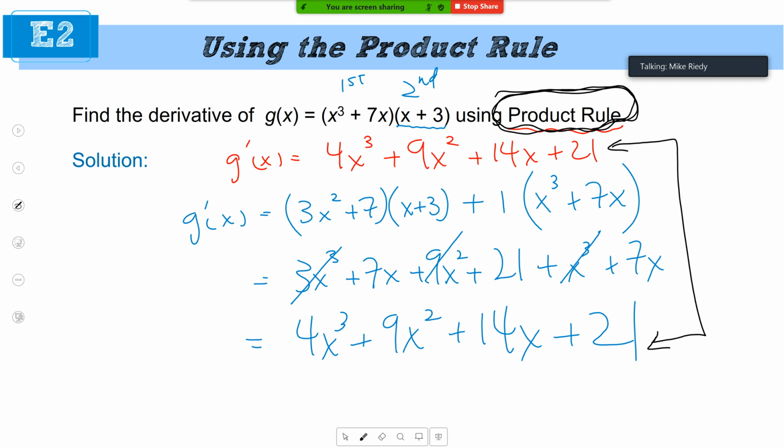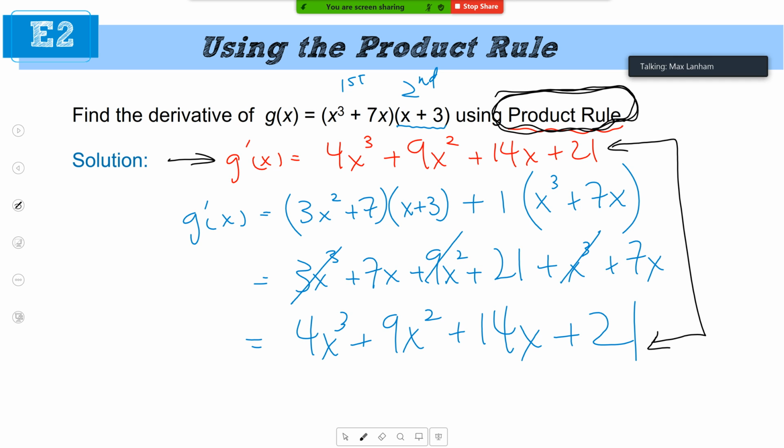However, eventually we're going to get to a point where you're going to have to use the product rule. It's the nature of the beast. Until we cross that bridge, you can stay with the multiplying out technique. Again, there's nothing wrong with it. Okay, questions on this?